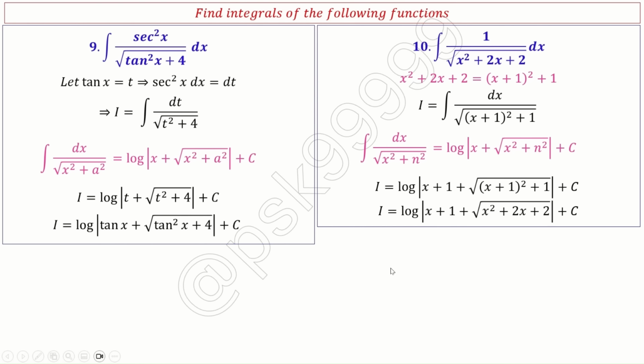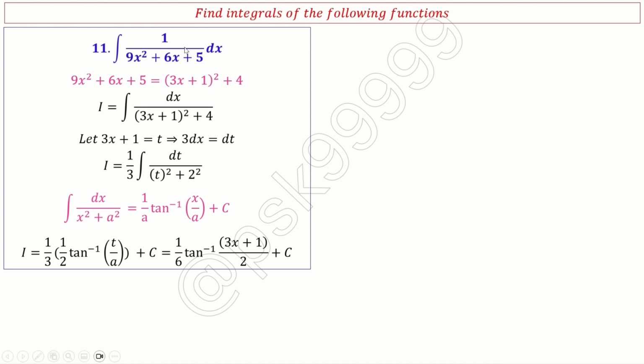Okay, so next, you can do this yourself. It is exactly the same, the only difference is there is no square root. So the integration you will get is integration of dx by x square plus a square, which is nothing but 1 by a tan inverse of x by a. So you will get the answer as 1 by 6 tan inverse of 3x plus 1 by 2, plus constant. Okay, exactly the same as before. The only thing is the formula you will apply is different, because there is no square root.